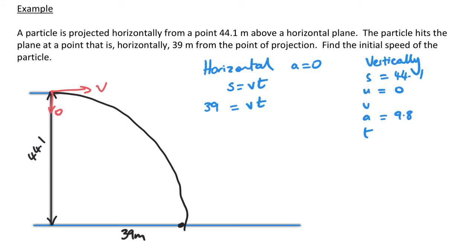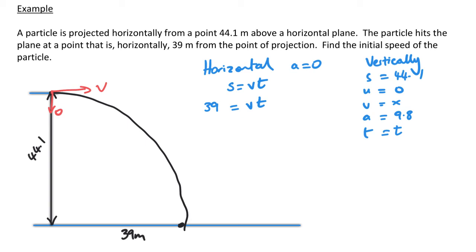So it's going to be 0 there. We don't really care about the final velocity, and the time we're not sure, so we could call it t. If we can work out the value of t, then we can substitute into the horizontal one, which will get us the velocity. So we need to try and work out what the t is.